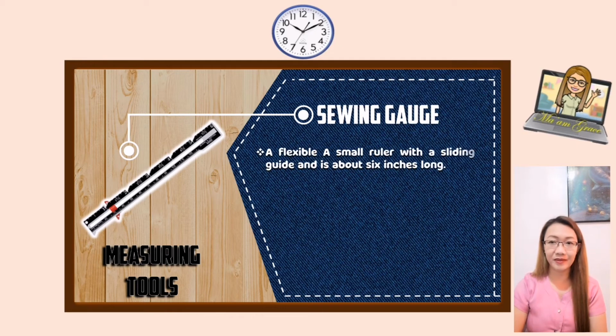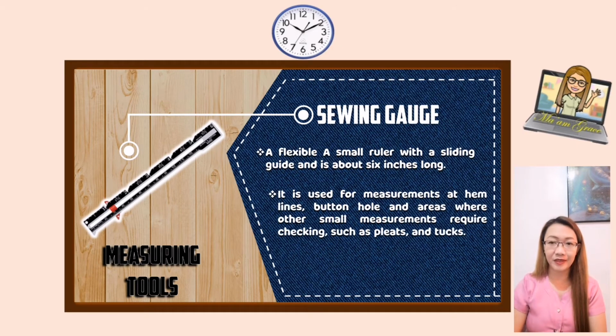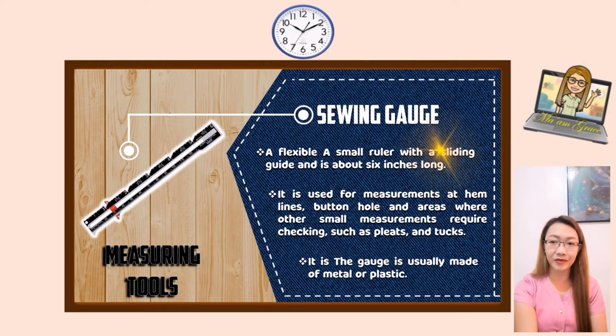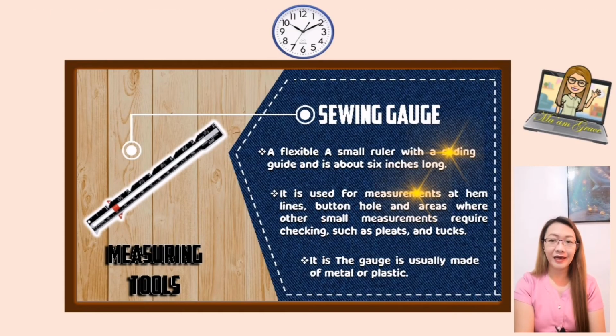Next, another measuring tool is the sewing gauge. A sewing gauge is a small, flexible ruler with a sliding guide and is about 6 inches long. This is used for measuring hemlines, buttonholes, and areas with small measurements, for example the pleats of skirts and tacks. The gauge is usually made of metal or plastic.